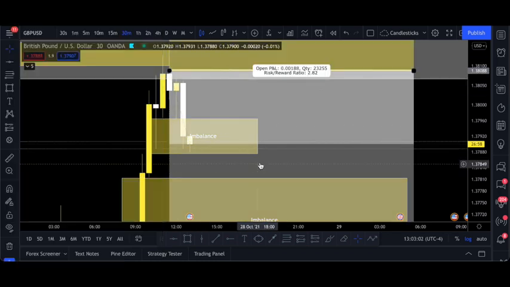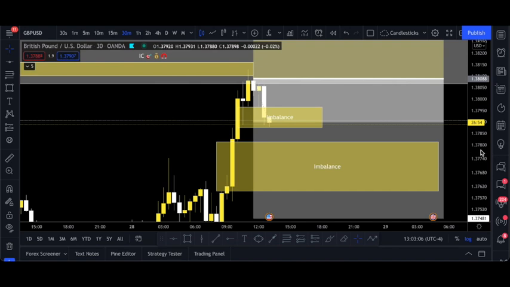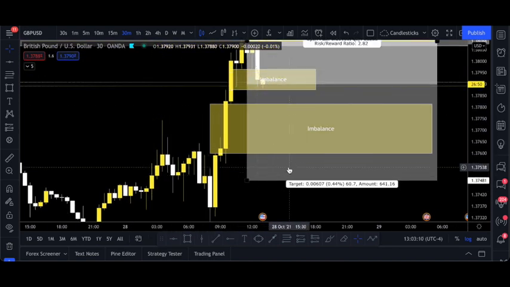Guys, it was a perfect trade called out. Now I'll go ahead and update you guys here in a little bit once this trade's played out, and we'll see if it went all the way through and mitigated this imbalance.